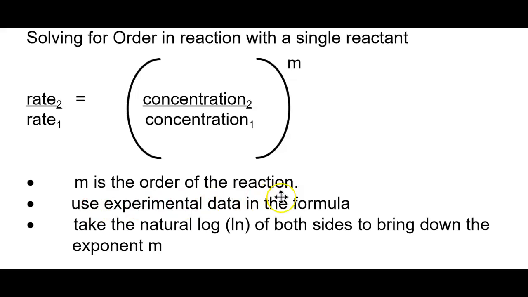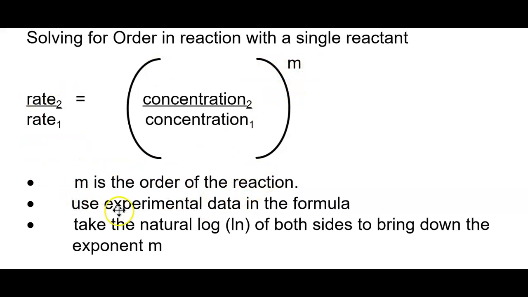We're going to use experimental data to determine the formula, and we're going to be taking the natural log of both sides to bring down the exponent. We'll use some of the algebra skills we've learned in algebra class, plug in some of these numbers, and take the natural log, the ln, of both sides in order to determine the exponent value. That's really the goal here.